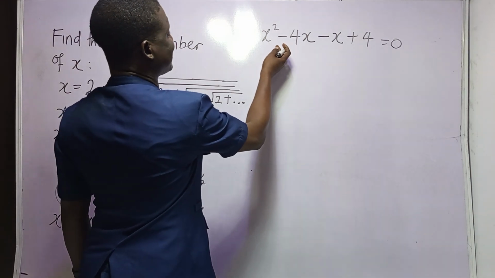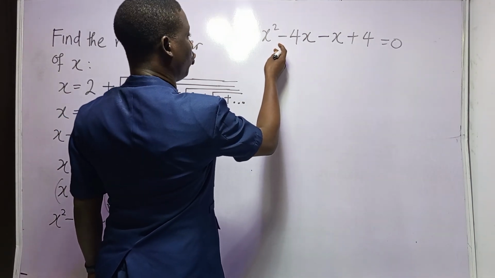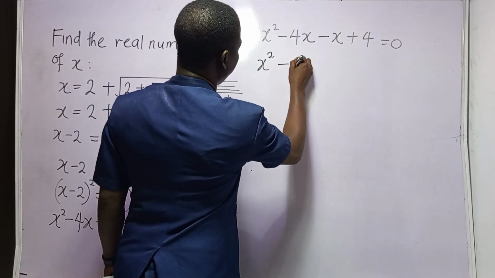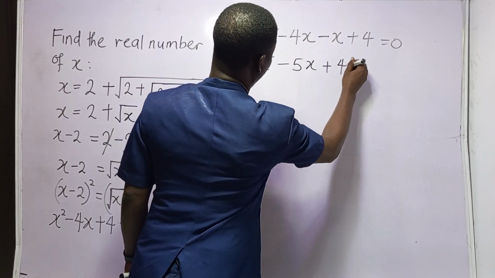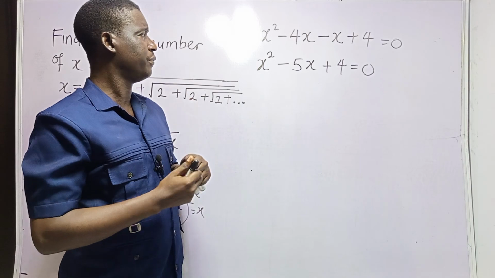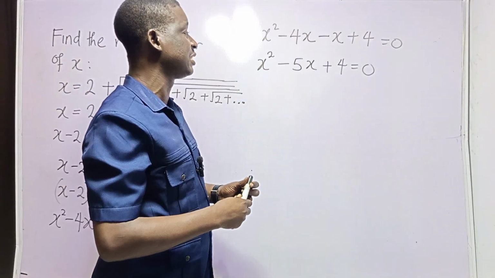So what we are seeing here is a quadratic equation, or the second degree equation, which is x squared minus 5x, where you add this together, plus 4 equal to 0. So I believe that you are getting it now. Now what do we do? We solve the quadratic equation because it's a quadratic equation.